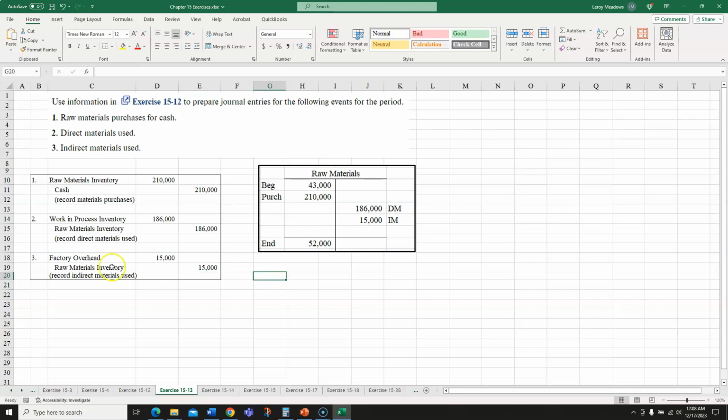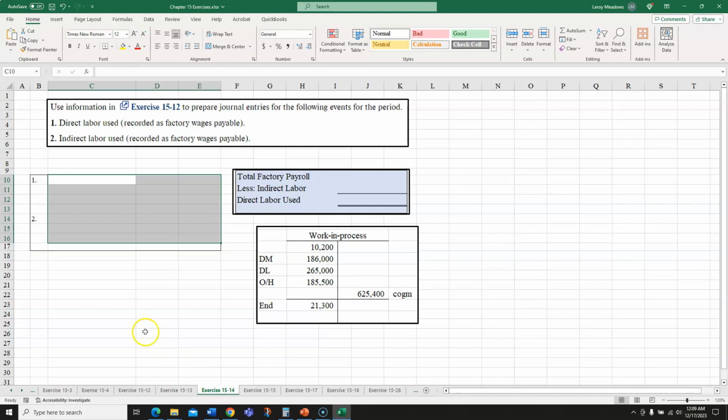So these are the journal entries for the materials and how we would handle when we purchase it, the usage of direct materials, and the consumption of indirect materials. Now, let's look at the next exercise. The next exercise says, use information from exercise 15-12 to prepare journal entries for the following events for the period: direct labor used and indirect labor used.